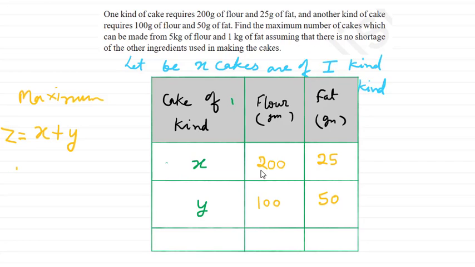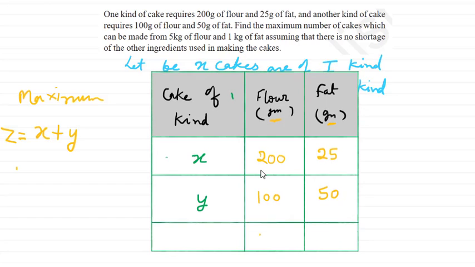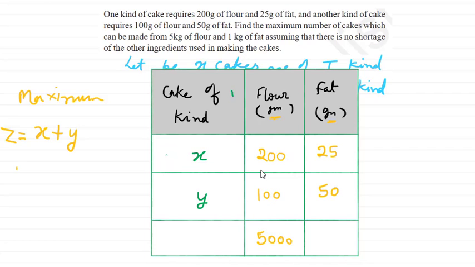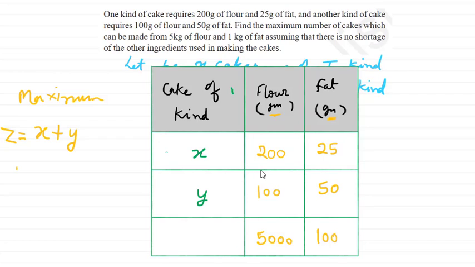Now in the question it is given that the total flour is 5 kg. Now this thing is in grams, here fat is also in grams. So I'll convert this 5 kg into grams. So it will be 5,000. And then the fat is 1 kg total fat, so it will be 1000 grams.